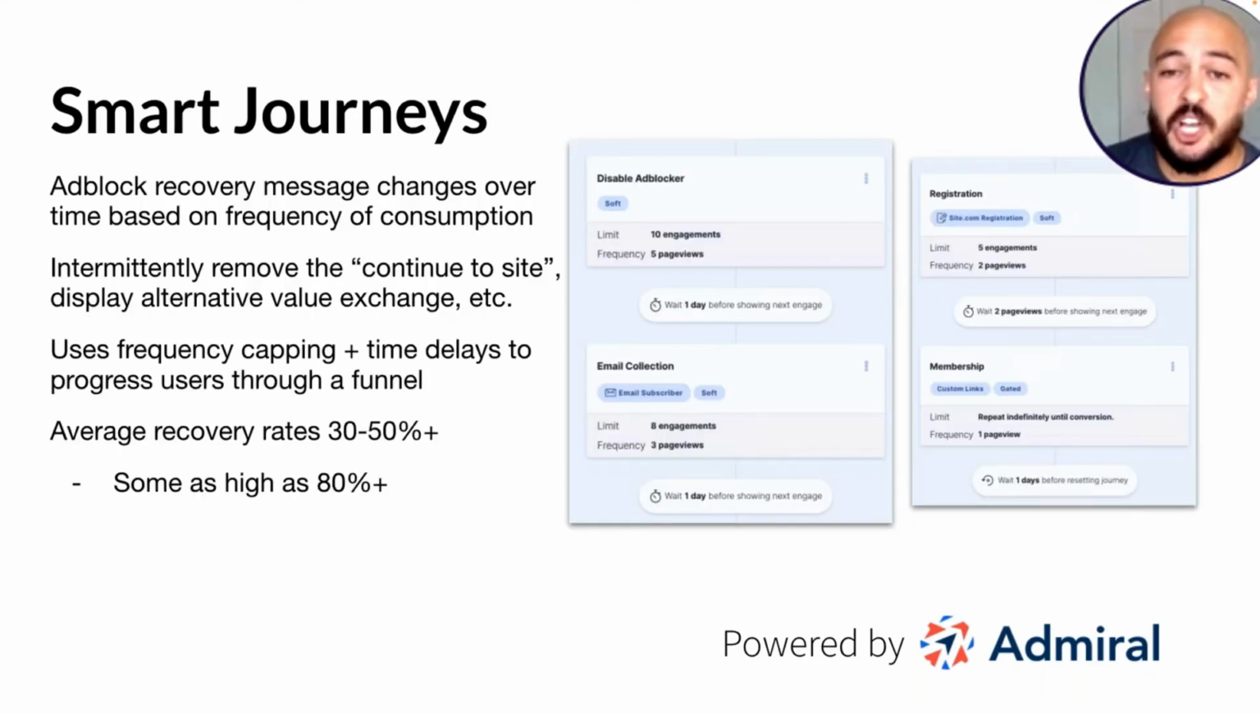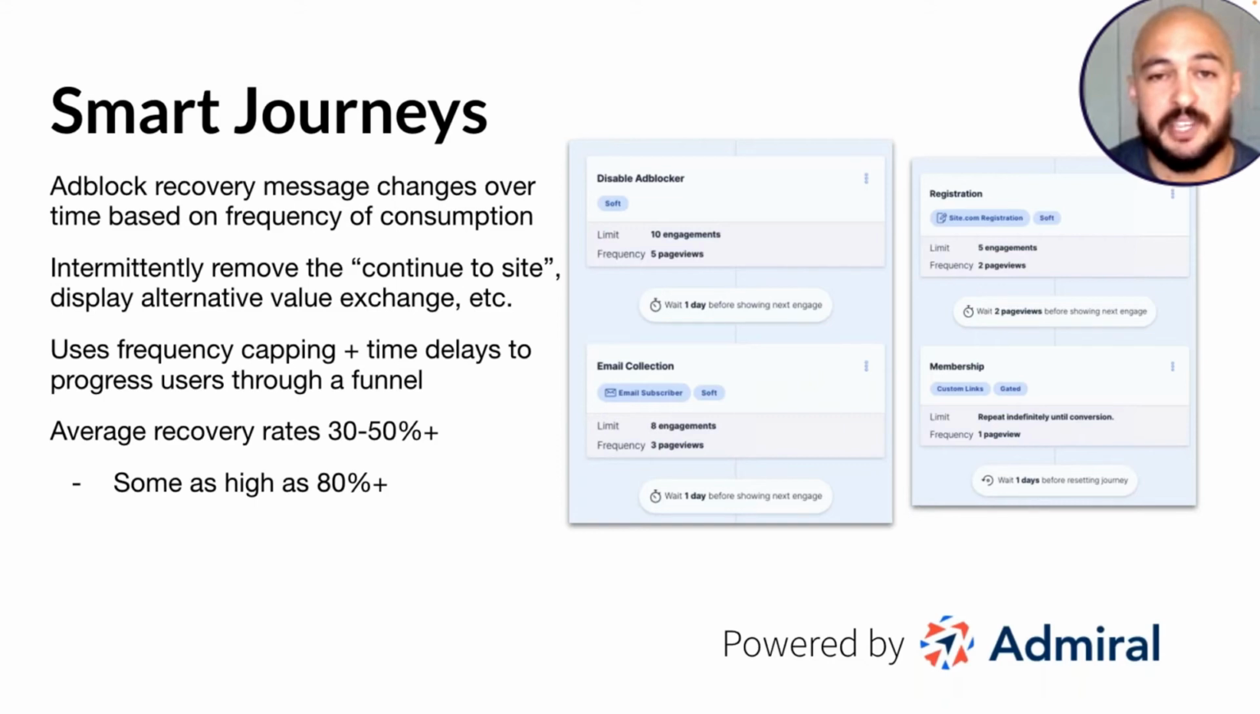All right, so now we're going to go on to the specific tactics that you should consider implementing that would help optimize yield on your Adblock recovered users. So the first thing is smart journeys. A smart journey is something that we've been working with publishers on for a long time. And the entire idea is to treat users differently based on how they treat the content of the site.